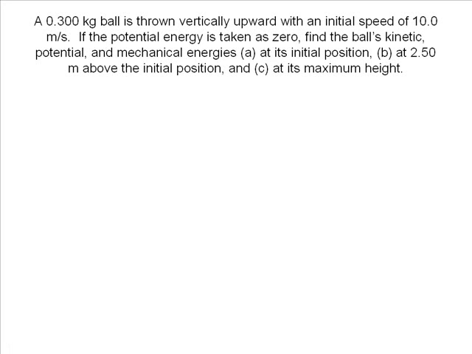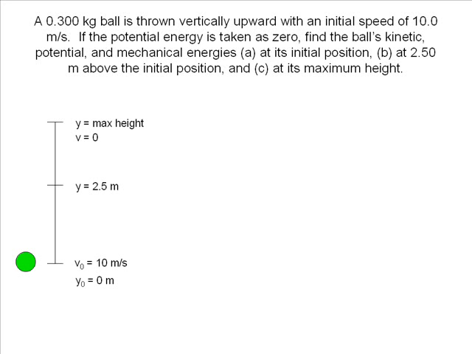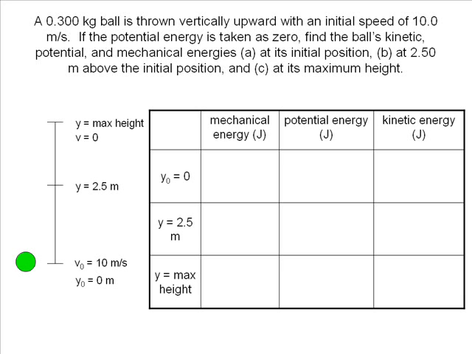So as our ball moves throughout its flight, the kinetic and potential energies will change, transferring between each other as the velocity of the ball changes, but the mechanical energy will remain constant. Here is the data for our problem. We know the initial velocity of the ball, and we know at the maximum height the ball's velocity is 0. We are going to use this chart to help us solve the problem.